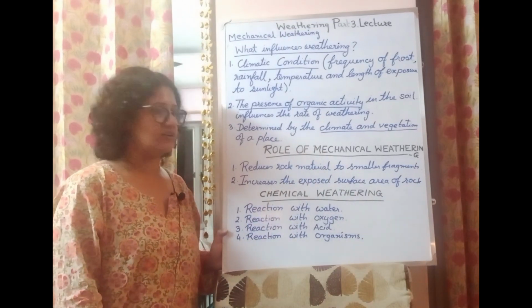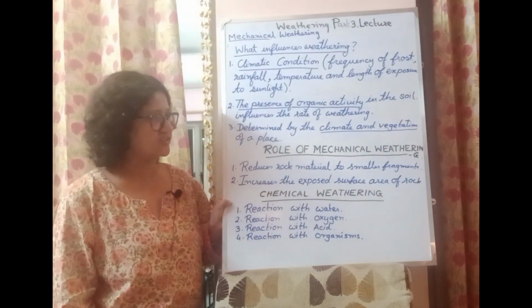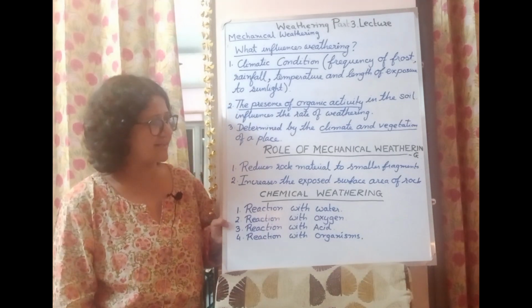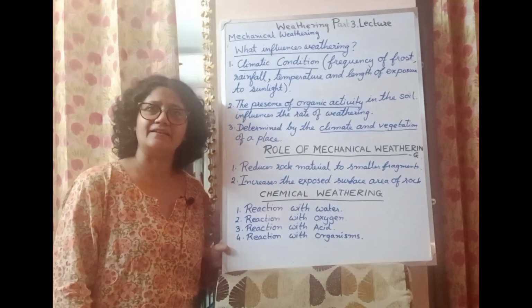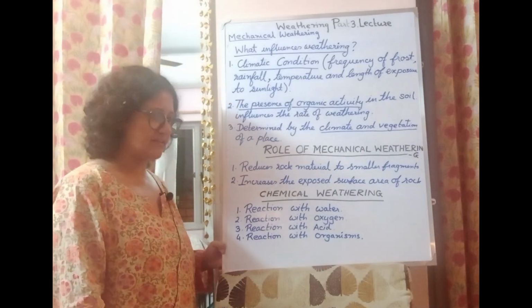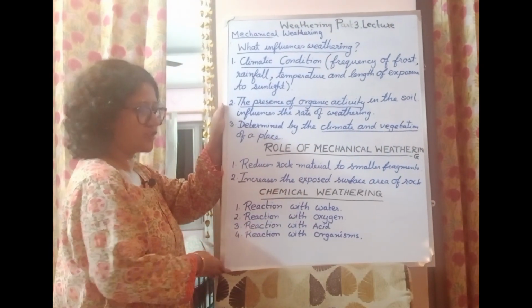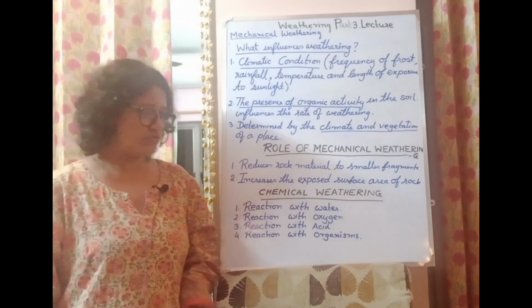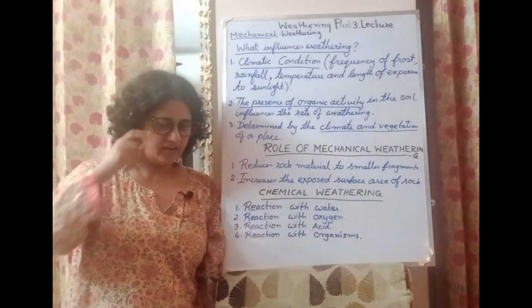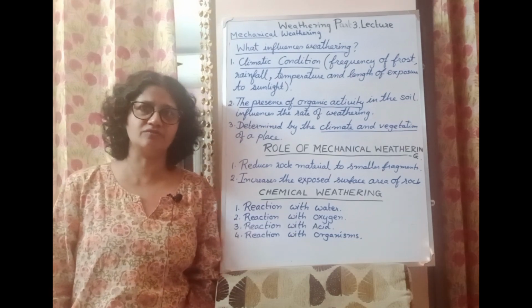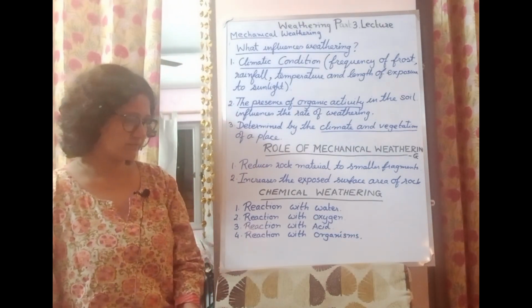Chemical weathering always involves a reaction with water, a reaction with oxygen, a reaction with acid, and a reaction with organisms. Coming to the different types of chemical weathering, there are at least three types.